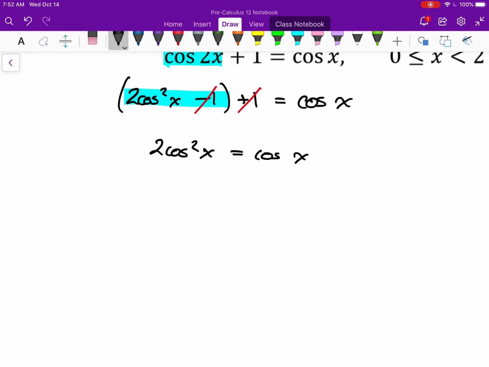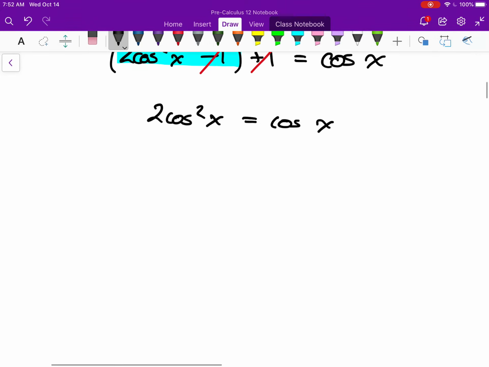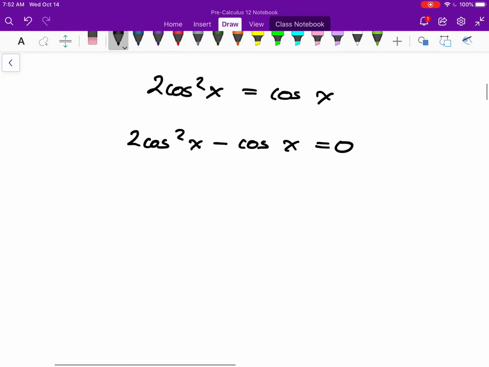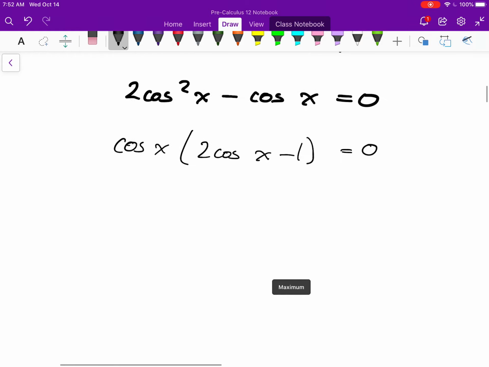We now have cosine functions on both sides. Yes, one is squared, but they both have just x as an input. So now let's bring them to the same side. Essentially, this is a quadratic trigonometric equation. So we'll subtract cos x from both sides, and take out a factor. Now I can take out a factor of cosine of x, and now I have my 2 factors.